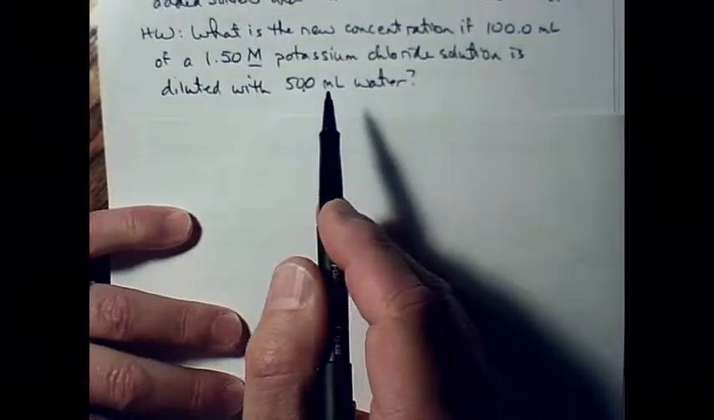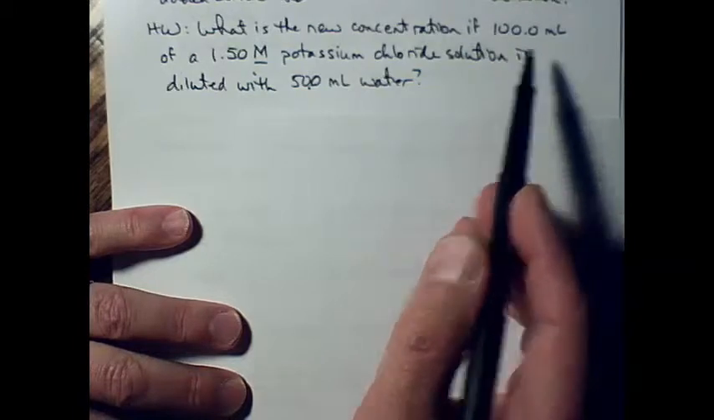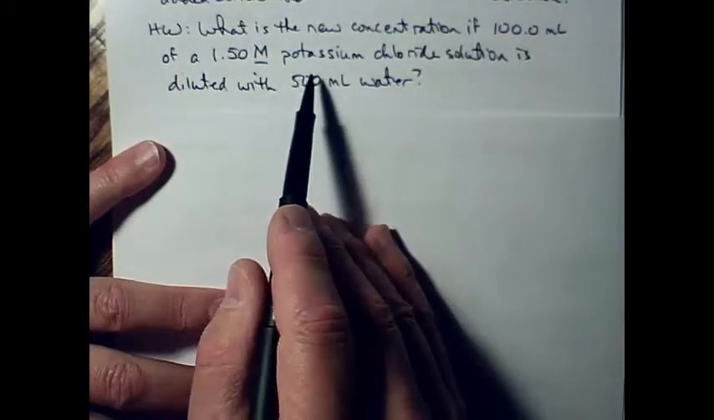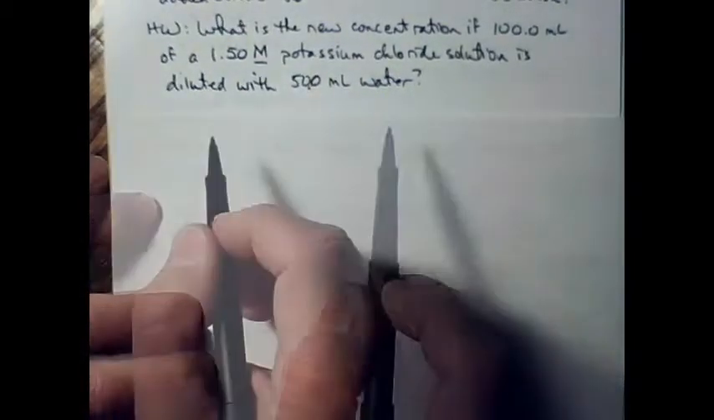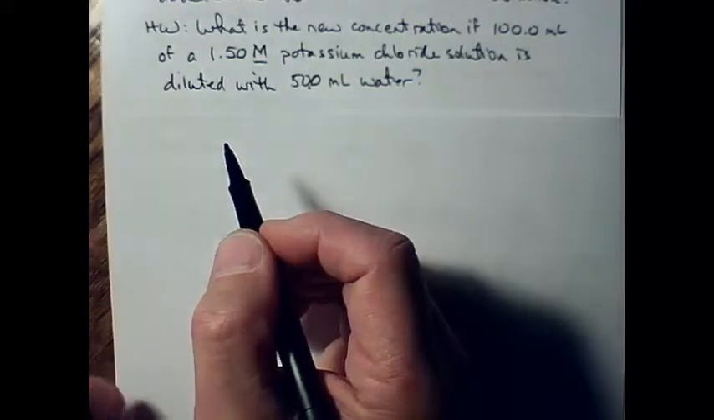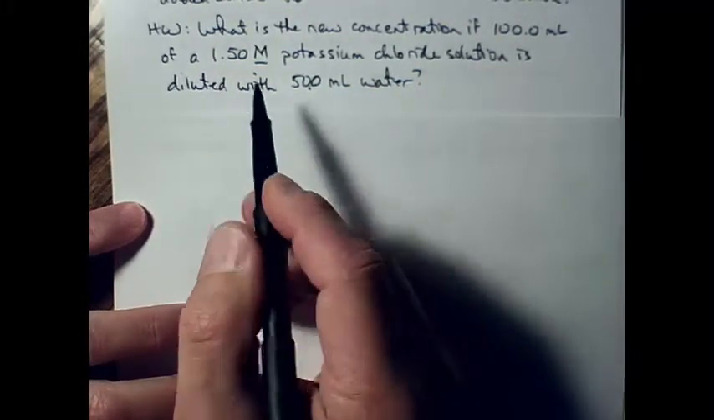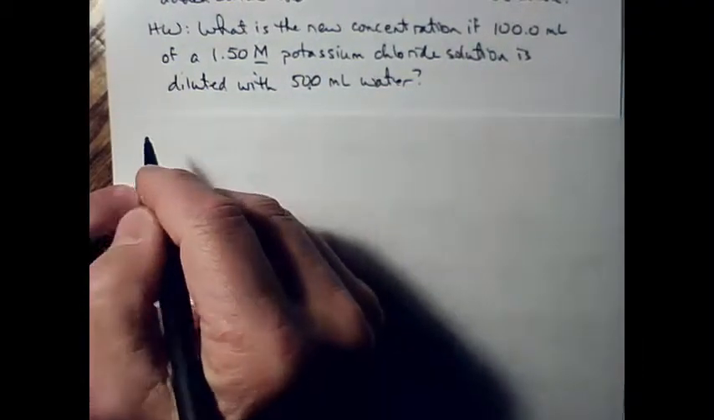In this lesson, I'm just going to show you how to solve the problem that was assigned in the previous lesson. This is the homework problem I assigned. It says, what is the new concentration if 100 milliliters of a 1.50 molar potassium chloride solution is diluted with 50 milliliters of water? So the way that I showed you in the example yesterday to solve this problem is you start with the concentration of the solution, whose concentration we know. And this isn't the only way to solve it, but it is a way to solve it.